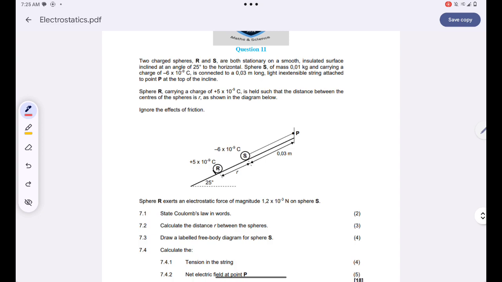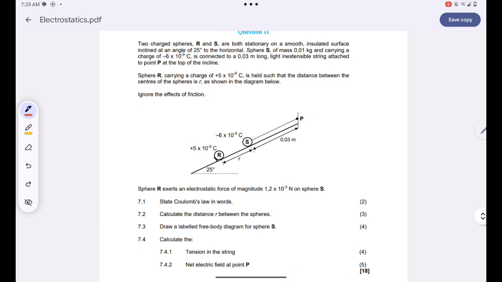We are told that two charged spheres R and S are both stationary on a smooth insulated surface inclined at 25 degrees to the horizontal. Sphere S of mass 0.01 kilograms carrying a charge of -6 nanocoulombs is connected to a 0.03 meter long light inextensible string attached to point P at the top of the incline. Sphere R carrying a charge of +5 nanocoulombs is held such that the distance between the centers of the spheres is r, as shown in the diagram below. We are being asked to ignore the effects of friction. Okay, we are given the diagram there.